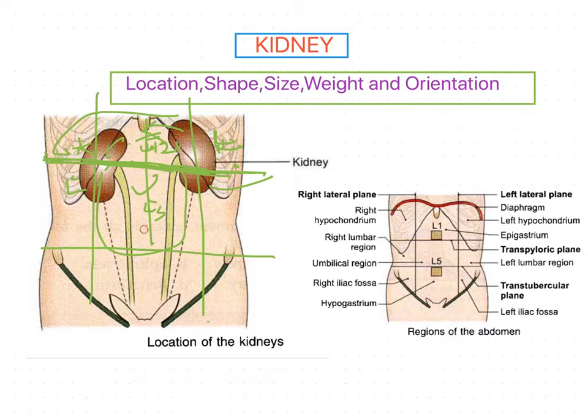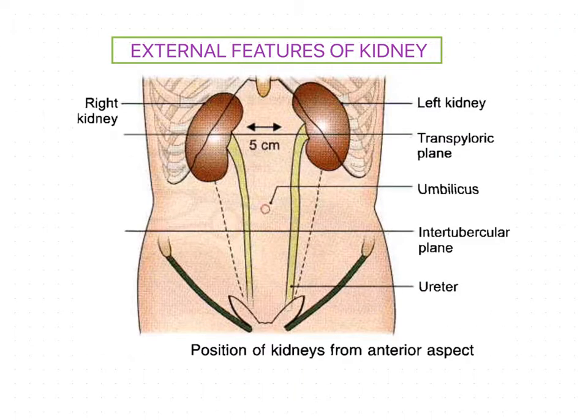Okay, now we will move on to the external features of the kidney. Yes, here you can see the transpyloric plane. Here on the right kidney, it is located on the upper part of the hilum. If you see the left kidney, it is located on the lower part of the hilum, this plane.